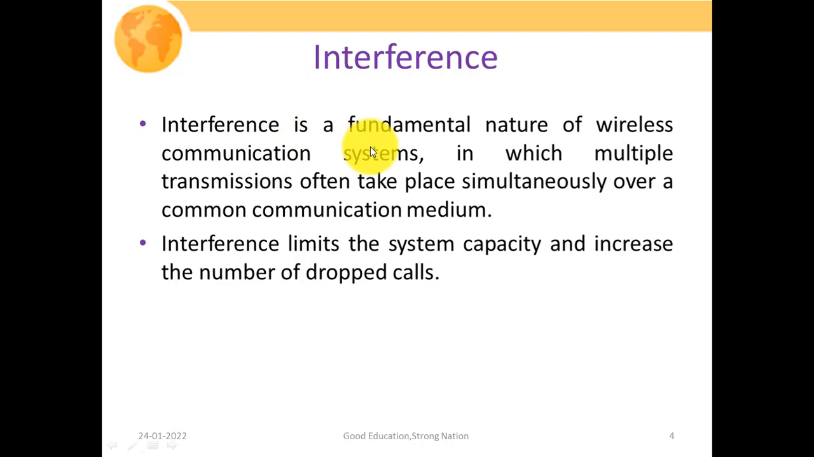So what is interference? Interference is a fundamental nature of wireless communication systems in which multiple transmissions often take place simultaneously over a common communication medium. The point is that multiple signals carrying the same frequency component are transmitted at the same time and at the same location. In that case, these signals will interfere with each other, and at some places their amplitudes will get added up and at certain places their amplitudes will get subtracted. The overall impact of this effect is some distortion in our signal. So interference limits the system capacity and increases the number of dropped calls.